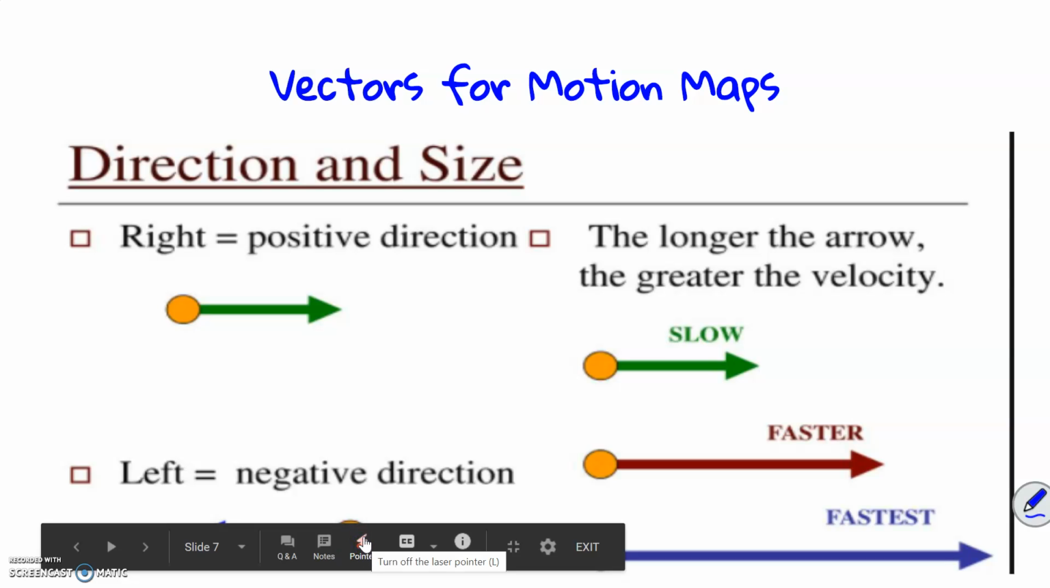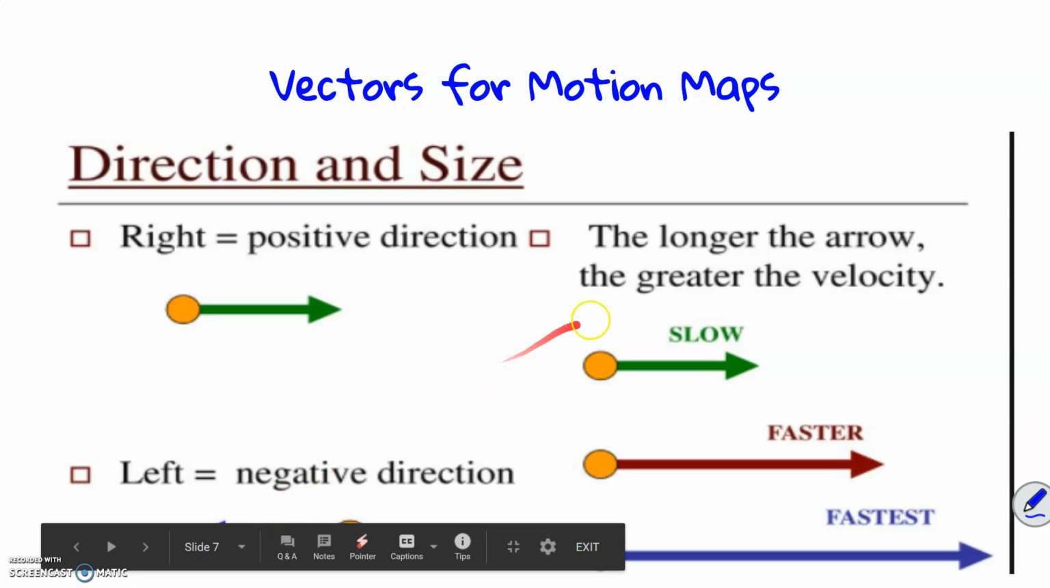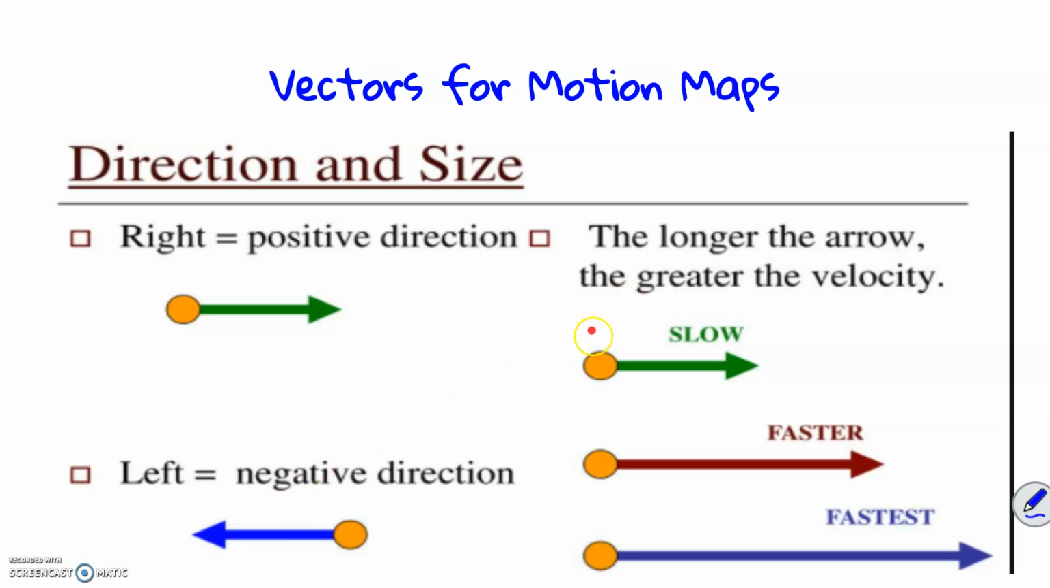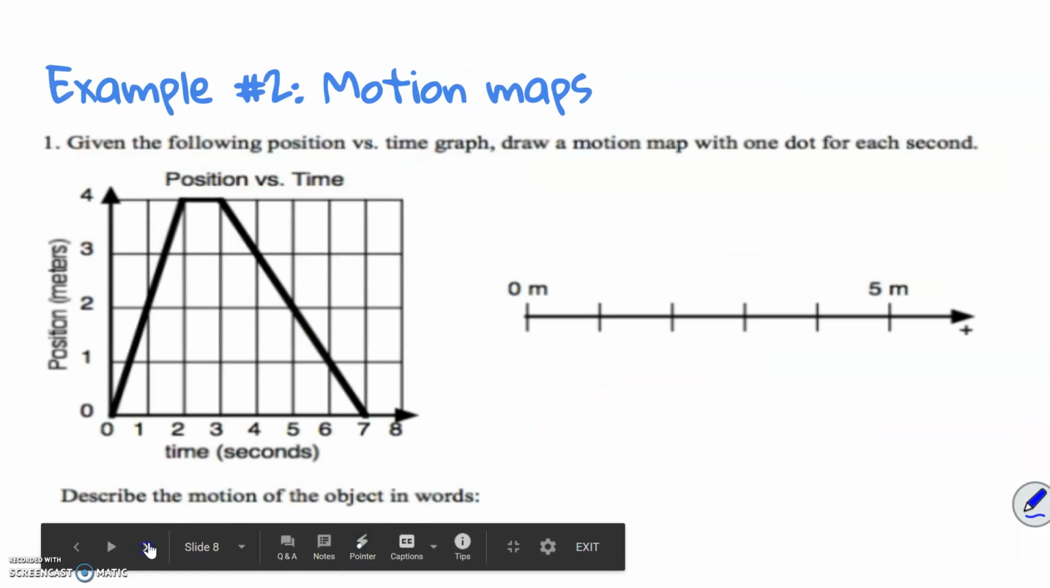So we're going to look at motion maps again, and we need to remember that we are using vectors here. Vectors have a direction and they have a size. So in physics, to the right is going to be positive, the left is going to be negative, and for the size of the vector, the longer the vector gets, the faster the object is moving. So we are going to be using these vectors and the dots to draw our motion maps.